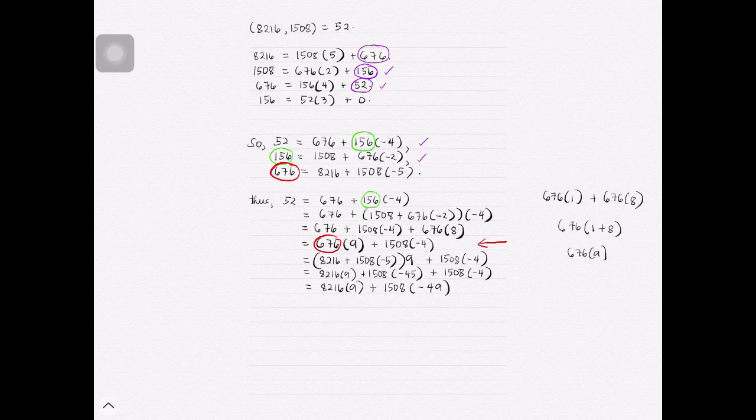And so if the given linear Diophantine equation would be something like 8,216x plus 1,508y equals 52, then our x would be positive 9 and y would be negative 49. Don't believe it again? Then let's check.